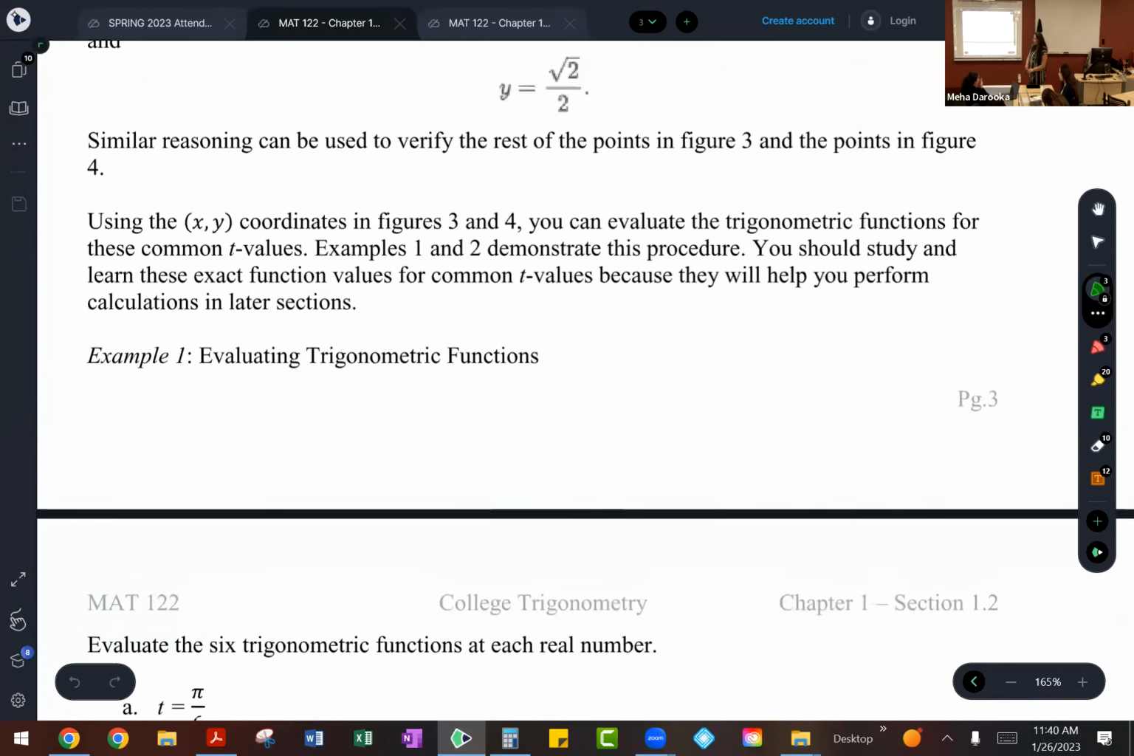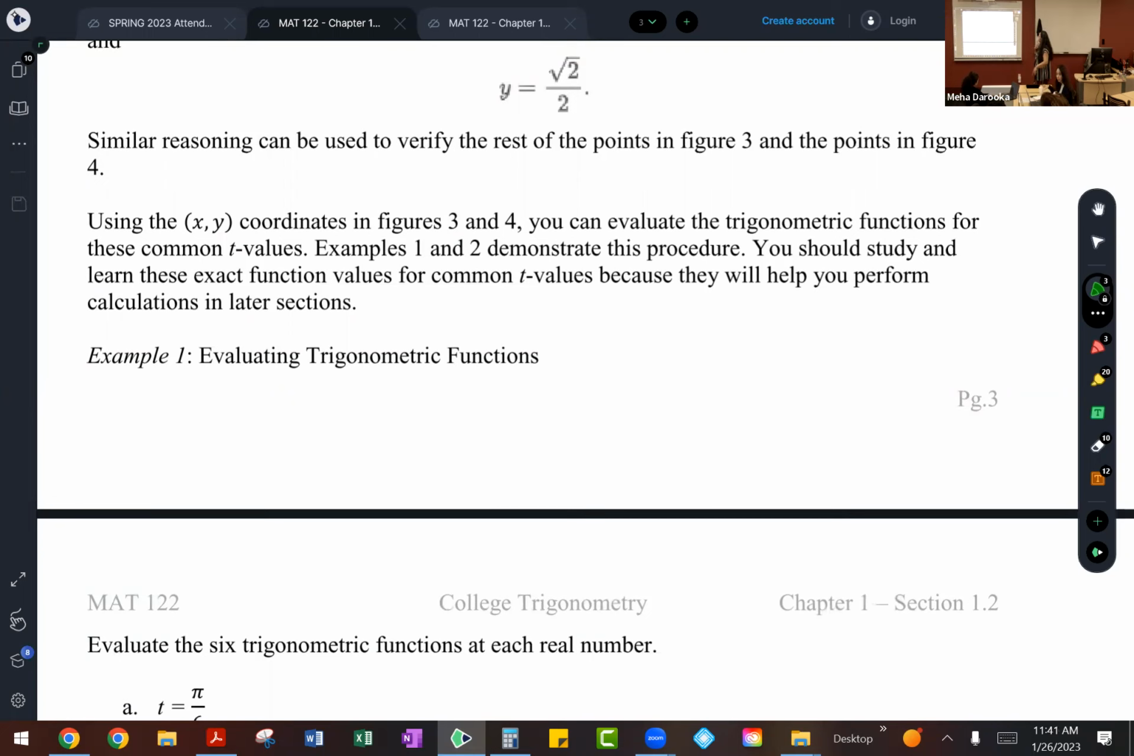So that's where your algebra is tying back into trigonometry. Basically we're saying, using the coordinates from the 2 figures that we looked at, you can evaluate the trigonometric functions for these common t values. Now remember, your t values are those angles on the unit circle. Examples 1 and 2 demonstrate this process. We'll take a look at that.